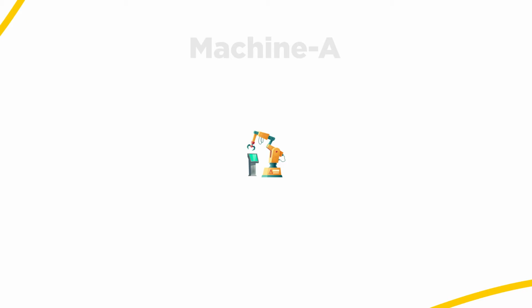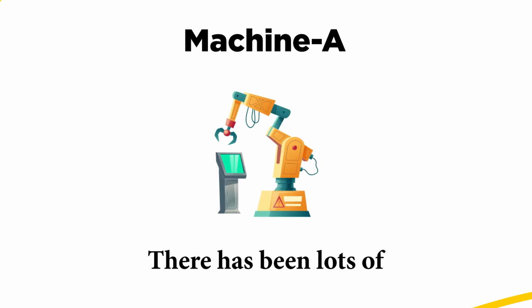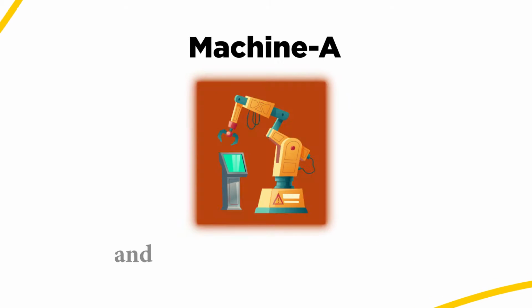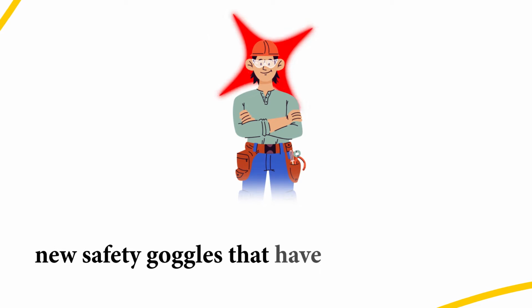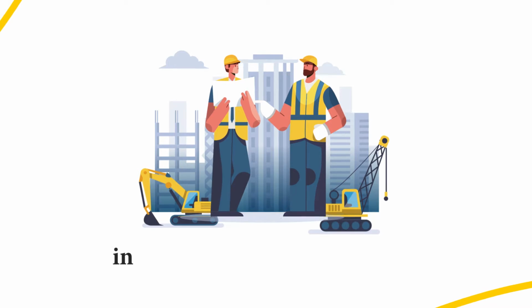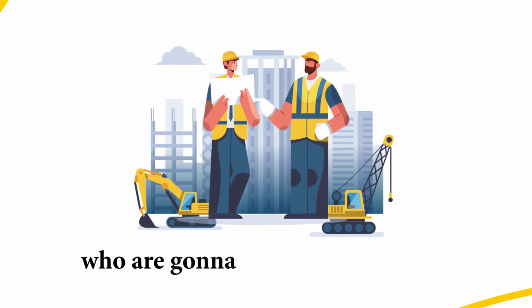So let's look at an example. Say you are doing communications inside an organization, and it's an organization that has lots of manufacturing plants. Some of the workers are working in that plant using lots of the machinery. And let's say machine A, there have been lots of safety incidents with that machine lately. And that can easily be avoided if the employees just wear these brand new safety goggles that have been brought in. So you are going to do a communications campaign and your target is all of the workers in these manufacturing plants who are going to be using machine A.